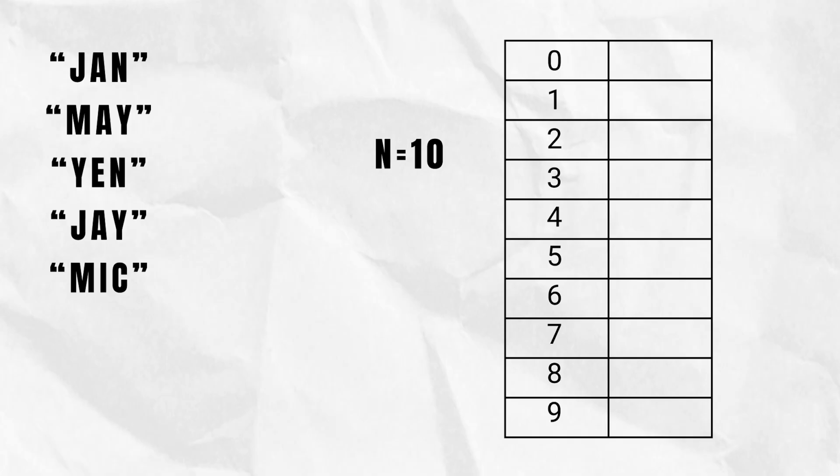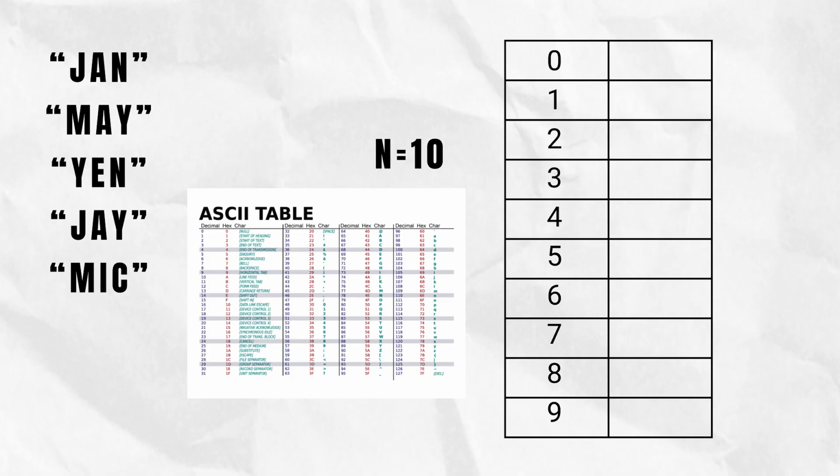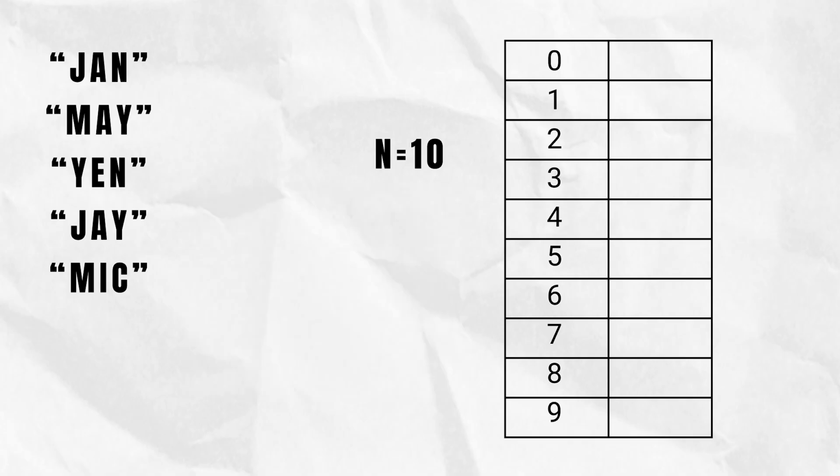So let's try storing some names. For example: John, May, Yen, Jay, Mick. To store these names, we need to use the ASCII table to convert each letter to its ASCII value. After converting to ASCII, remember this formula: the sum of the values of each character in your string, modulus n, which is the size of our table.